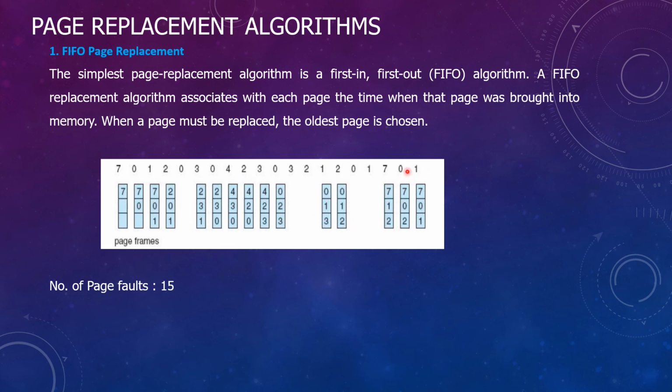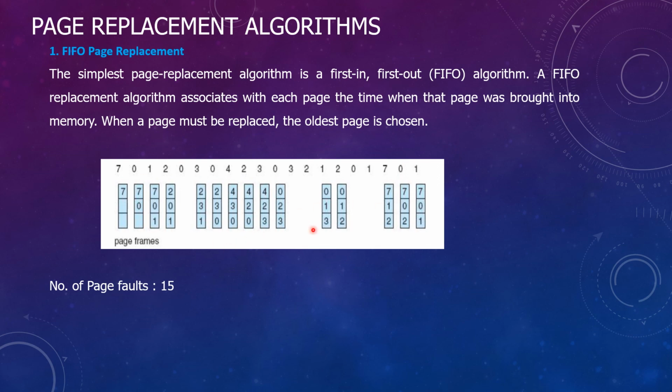The next page to be loaded is 0 and 1 is the oldest page, so we replace 1 with 0. Now we have 7, 0, 2. The next page we have to load is page number 1. Page number 1 is not there in the memory, so there is a page fault. We load page number 1 into the memory and we find that 2 is the oldest page, so we replace 2 with 1. So this is how the algorithm works.